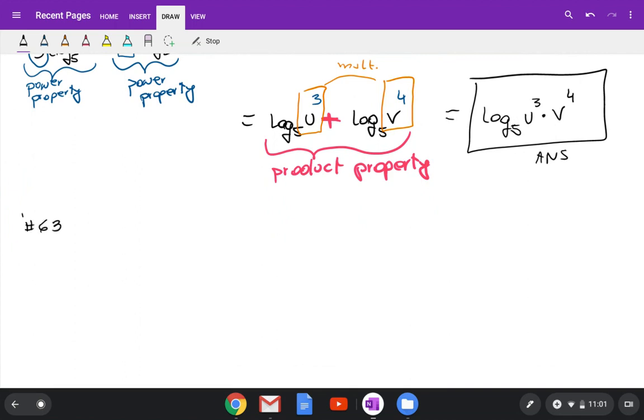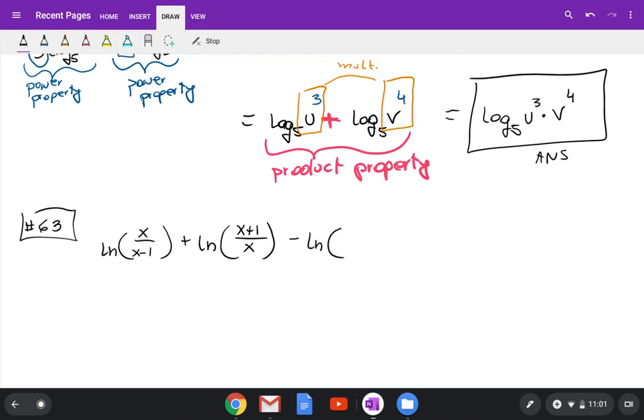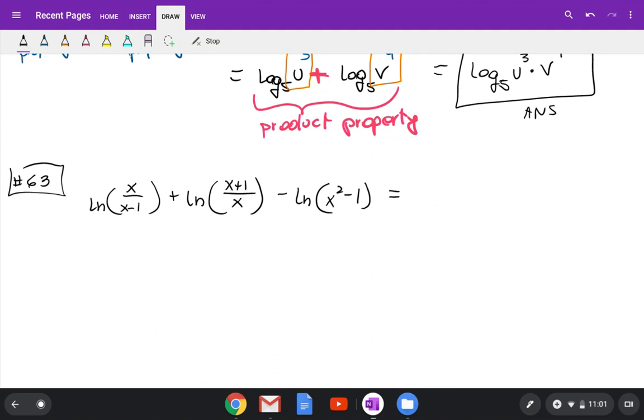Number 63 from the same page. You have ln of x over x minus 1 plus ln of x plus 1 over x minus ln of x squared minus 1. So we need to simplify that. We need to rewrite it as a single log. So let's start talking about this.